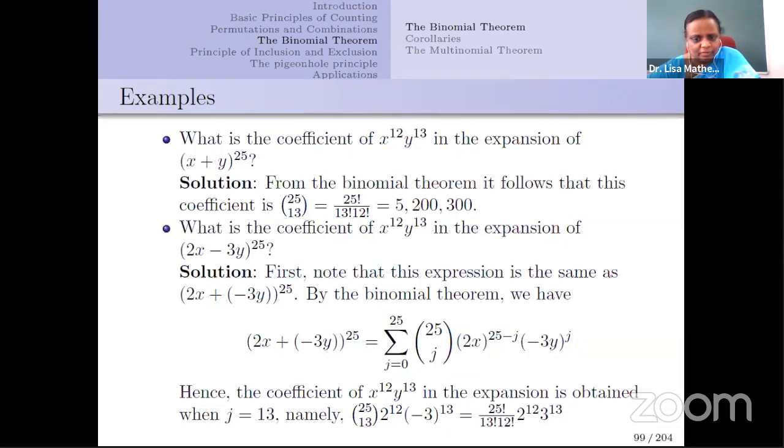And so when I simplify that, I have 2 raised to 25 minus j, and I have minus 3 raised to j here. So if the power of x should be 12, this 25 minus j should be equal to 12, and therefore j should be equal to 13. Okay, so substituting that here, I get 25C13 into 2 raised to 12 into minus 3 raised to 13, which I can simplify.